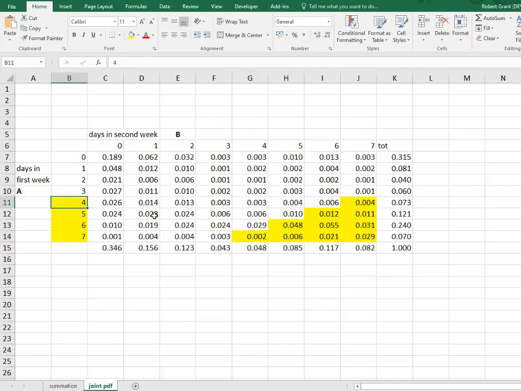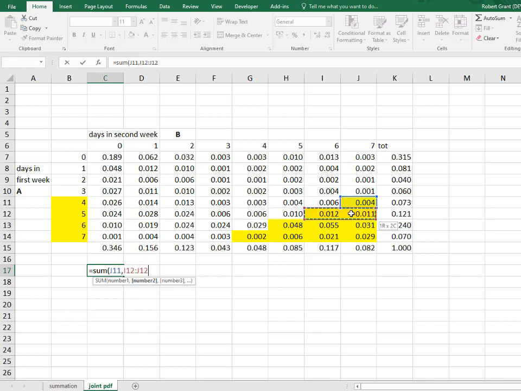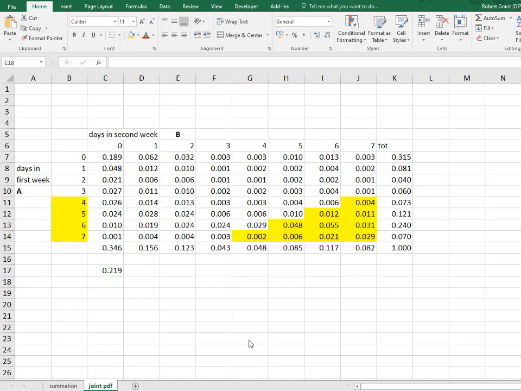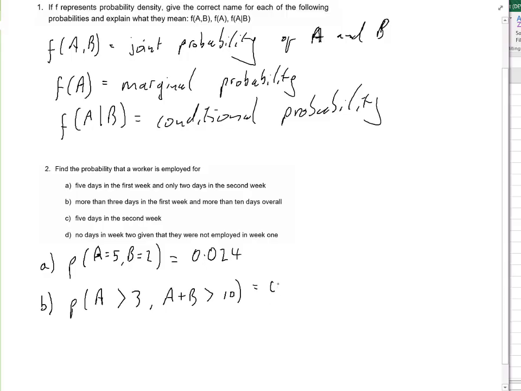So I'll just, okay, get rid of the 1. So these are the ones we're trying to sum. So it's that, and that. So 0.219. So more than 1 in 5 chance there.